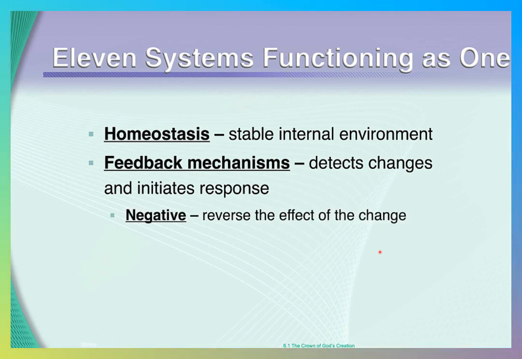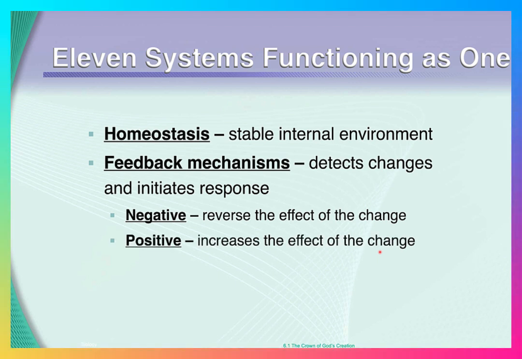Now, there are two kinds of feedback. There's what's known as negative feedback, which is far more common. Negative feedback basically reverses the change in effect. What that means is if your blood sugar goes up, the body detects it, and whatever response occurs is to bring it back down. And so it reverses the elevation of your blood sugar and brings it back down to where it's supposed to be.